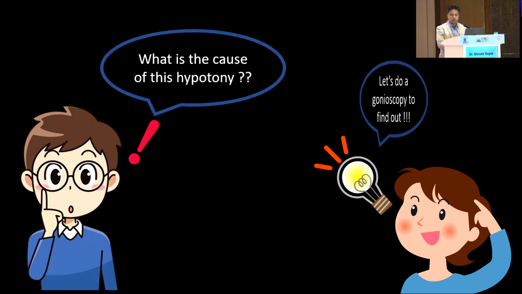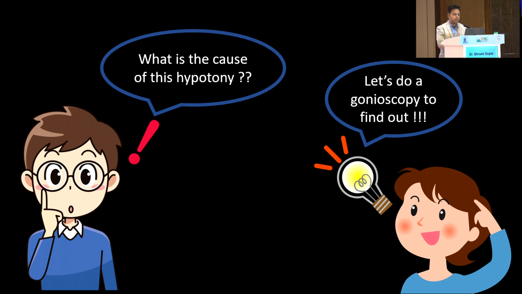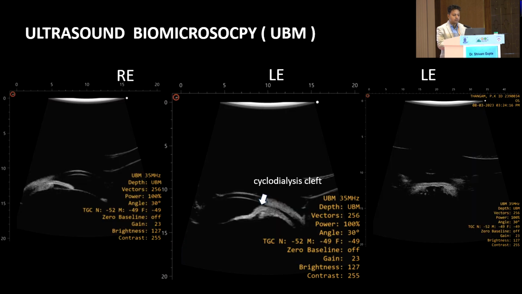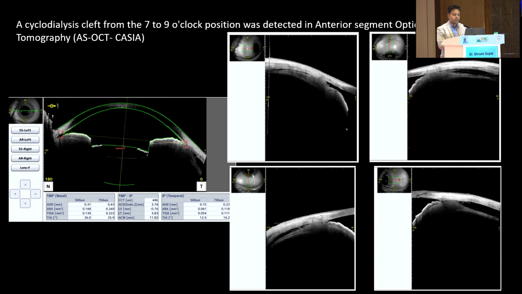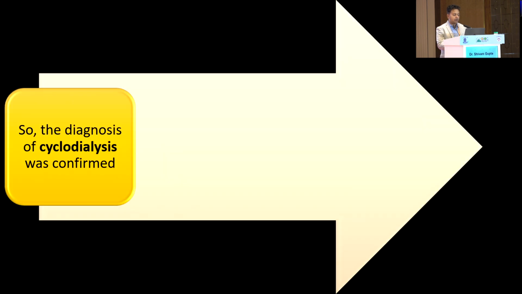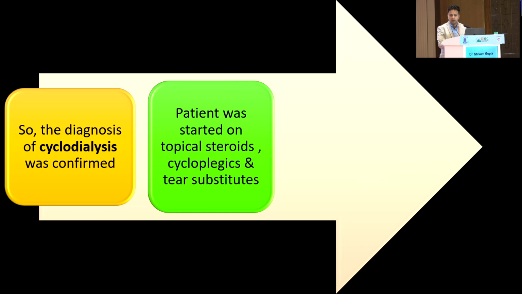So we did an OCT macula of it, which showed abnormal foveal contour, fluid accumulation intraretinally with choroidal undulation suggestive of hypotonic maculopathy. So what is the reason for this? So let's do gonioscopy, what we might have missed. In gonioscopy, because of the hypotonous nature of the globe, it was not well visible, but we went ahead, we did a UBM, and here we could see a cyclodialysis cleft. To correctly localize, we used an AS-OCT to localize the cyclodialysis cleft, and it appeared to be from 7 o'clock to 9 o'clock over here. So the diagnosis of cyclodialysis was confirmed.